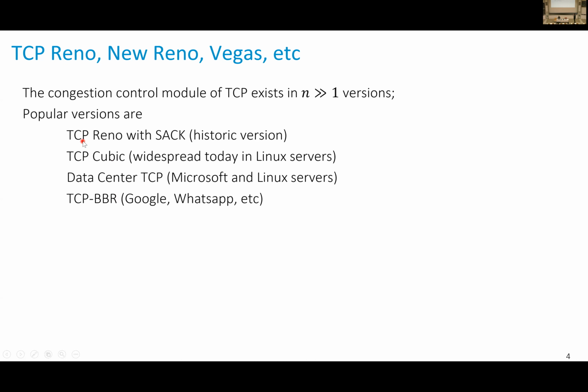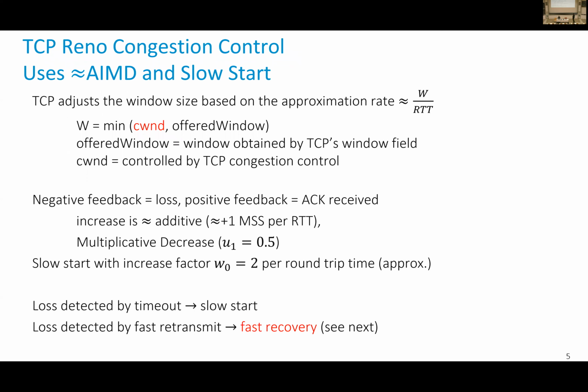And the historical one, which is still present in most implementations, is called TCP-Reno with SACK. It's also called New Reno. So this is the one we will start describing today. The first thing is that inside the code of TCP, we introduce another variable, which is called the congestion window.